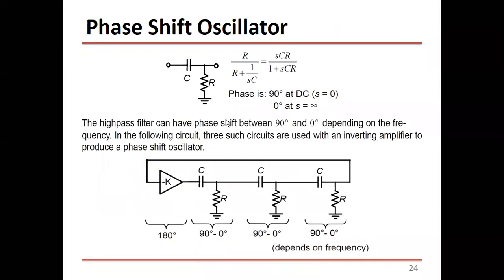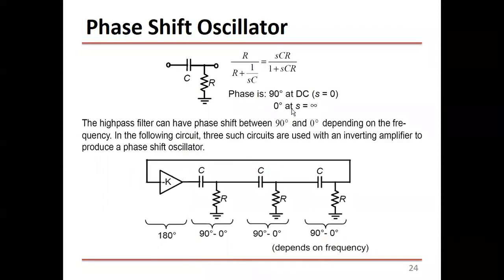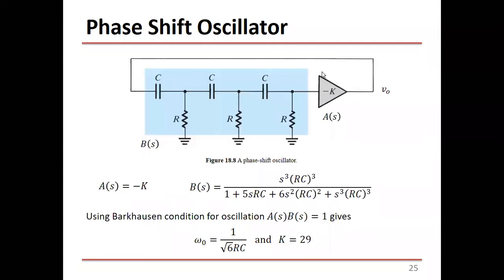So this is a more practical circuit than the previous one. Another way, you can see this is the same as this one, but I moved the gain to the front. So it doesn't make any difference. You have minus K here, and you have this one.